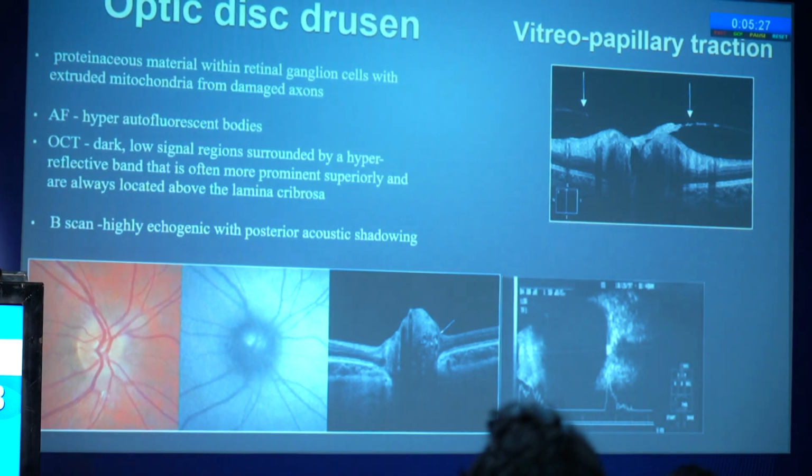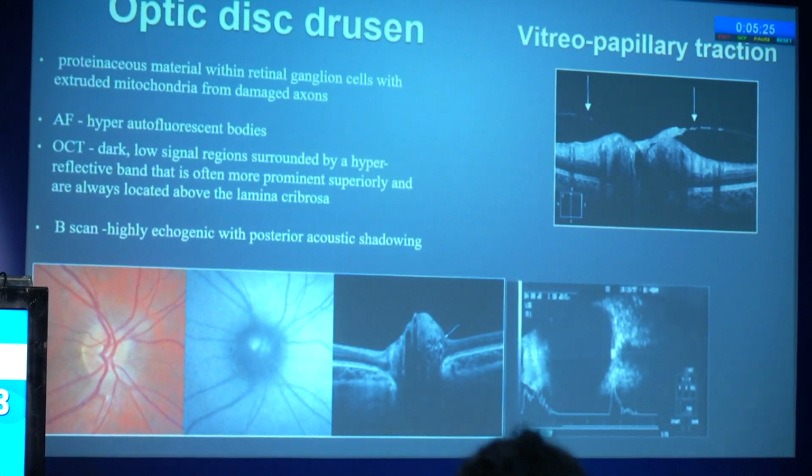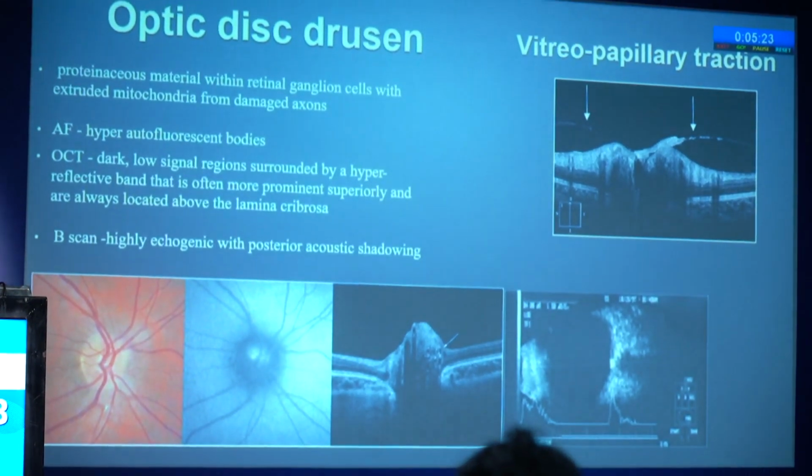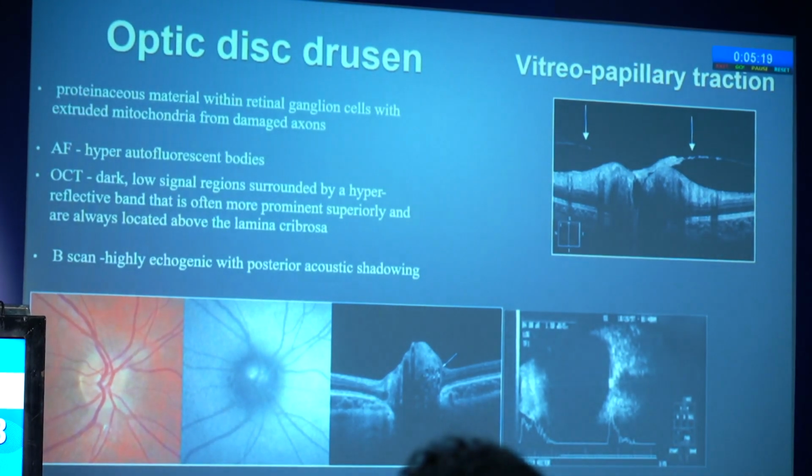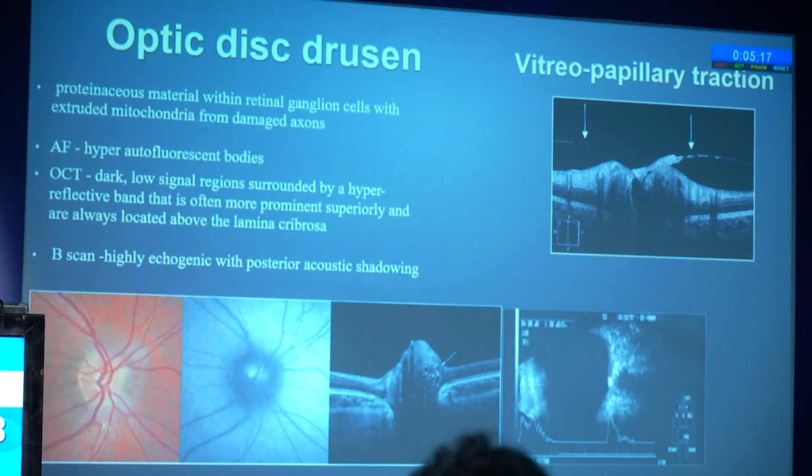So coming to optic disc drusen, this is most commonly seen. If you see a disc edema, do tend to do an autofluorescence. We can save a lot of time for ourselves as well as for the patient. So always do an autofluorescence, and that will pick up these hyper autofluorescent bodies.